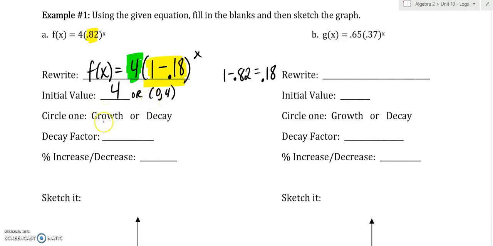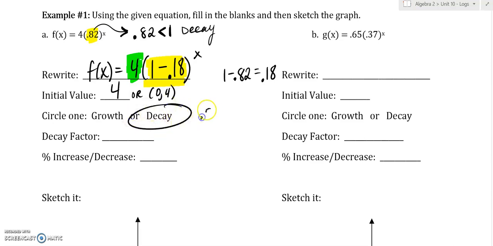The next one is asking, was this growth or decay? Well, we've already talked about this, but you could look at what you started with in the beginning, 0.82, and compare it to the number 1. This is smaller. If it's smaller, then we have a decay problem. I'm going to back up, rewrite this down here. 0.82 is less than 1, so it's decay.